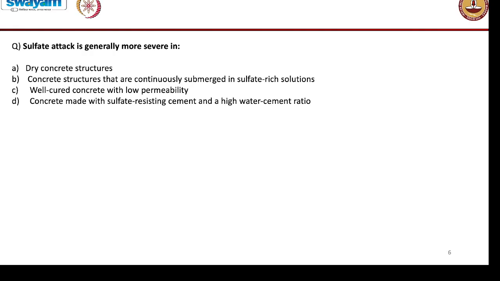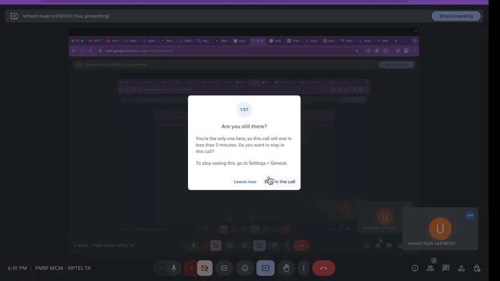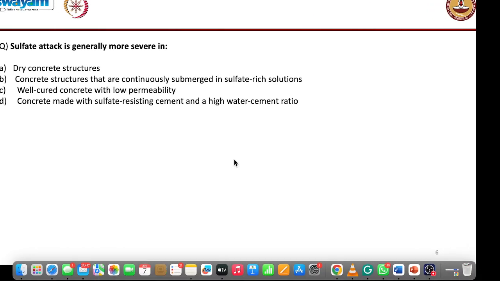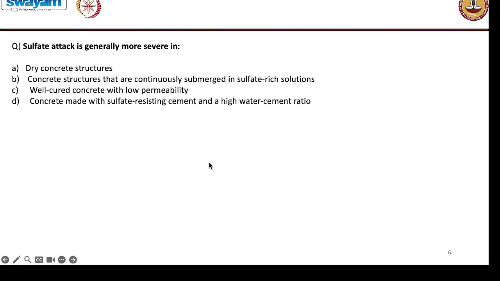So the next question is: sulfate attack is generally more severe in dry concrete structures that are continuously submerged in the sulfate-rich solution, well-cured concrete with low permeability, concrete made with sulfate-resistant cement, and high water-to-cement ratio. So where will this be more severe? I think it's easy. Okay, option C.